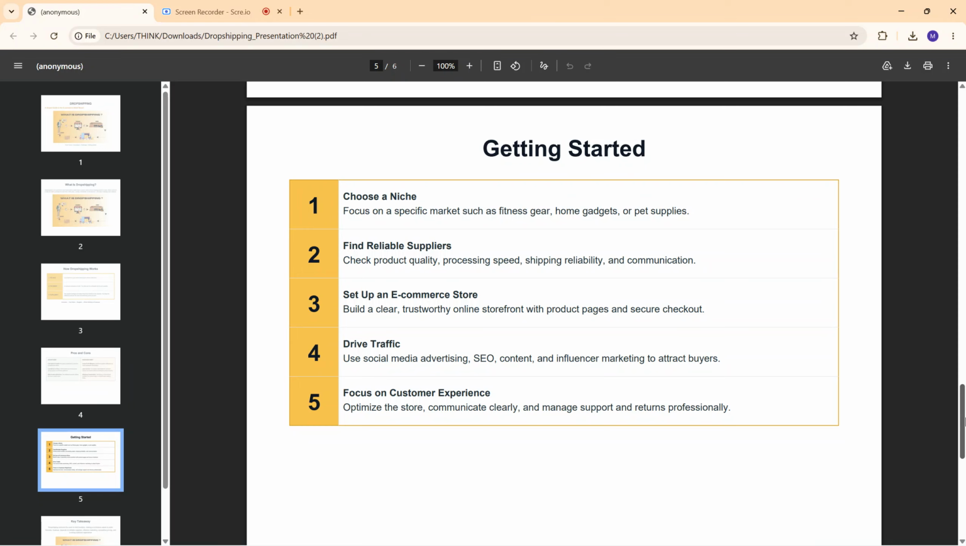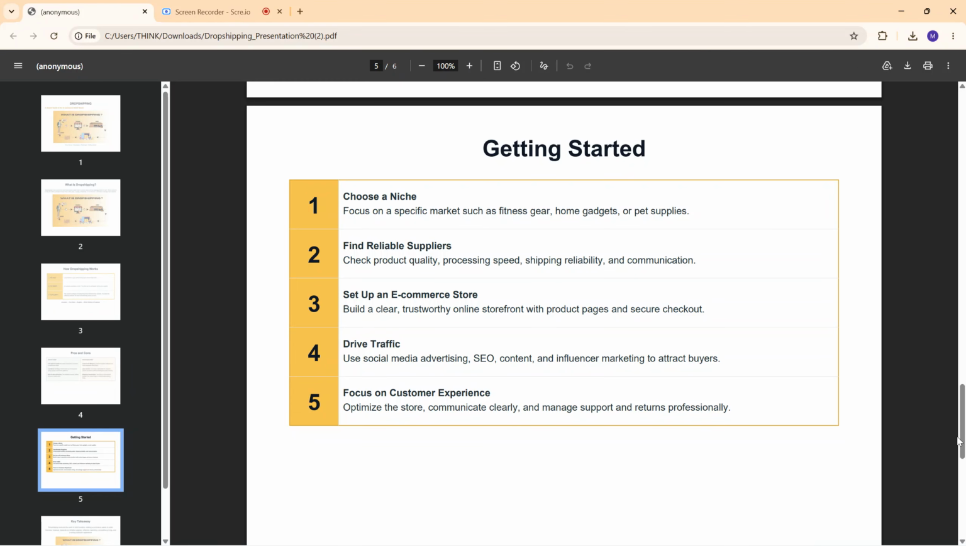Then number three is where I'm talking about setting up an e-commerce store. You have to build a clear, trustworthy online storefront. I am the one that can do this. Yes, I will show you one of my online stores that I built for my customer. Then you drive the traffic. This is where you do SEO optimization on your app, so that anybody, wherever he is, can see your product, and that one is also on us.